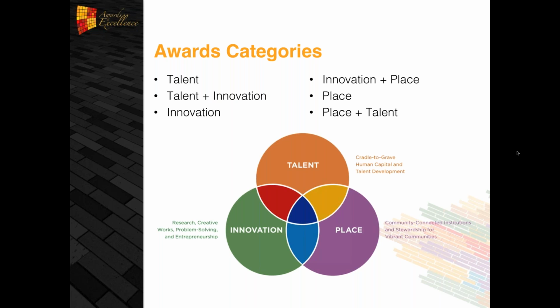Continuing on counterclockwise, we have place. Place is defined as the many and diverse ways in which institutions contribute to making not only attractive but also competitive communities. So these are places where people want to live. They want to create and take jobs. They want to raise their families, and they want to participate in civic life, age, and then hopefully retire.